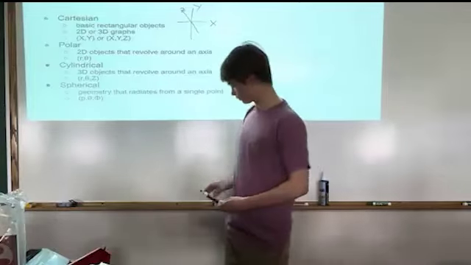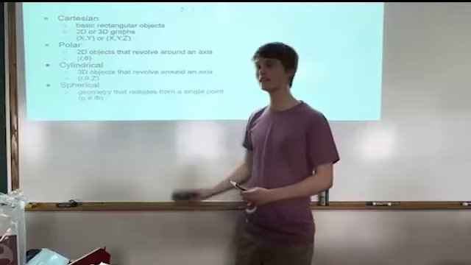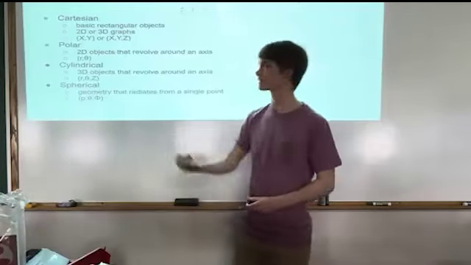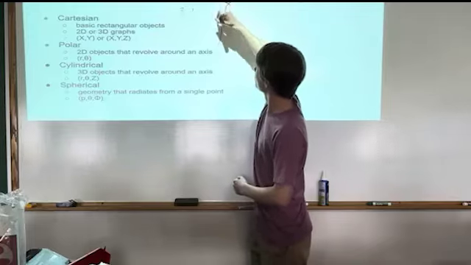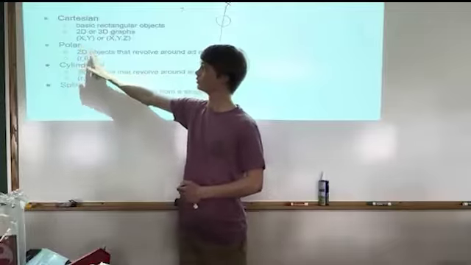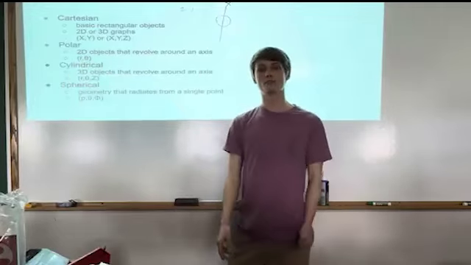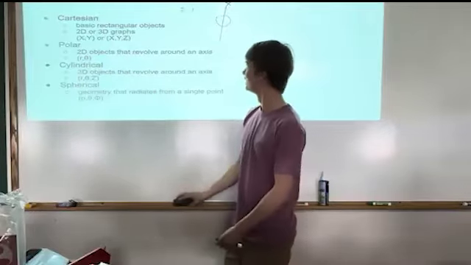The next one that we're going to be talking about today is polar coordinates, and this is 2-dimensional objects that revolve around an axis. So if this was the x-axis right here, it could look something like that. And polar coordinates can only be in 2D, and it's written as r comma theta, with r being the radius and theta being the degree of the angle.